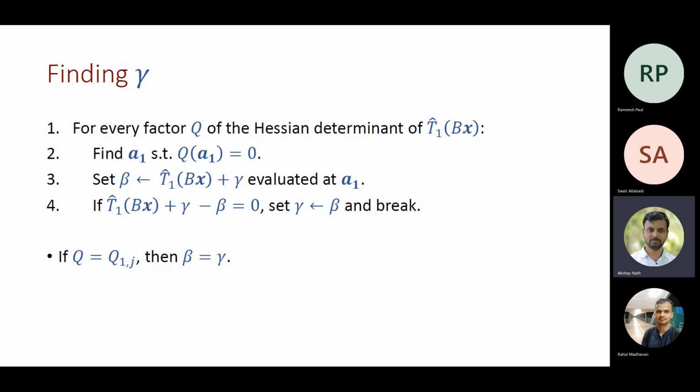We iterate over all the factors of the Hessian determinant. Let's say the factor is Q, find an A1 so that Q of A1 is 0. Then set beta to be T1 hat Bx plus gamma evaluated at A1. Then we perform the following check: is T1 hat Bx plus gamma minus beta equal to 0 or not? If it is, set gamma to beta and break the loop.